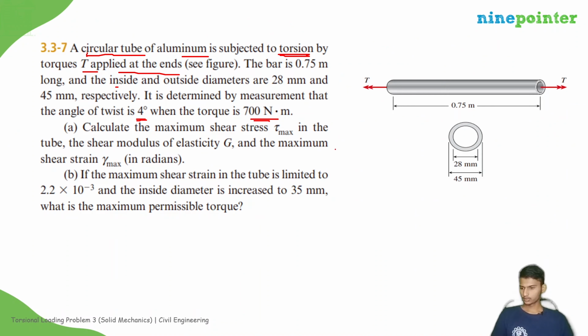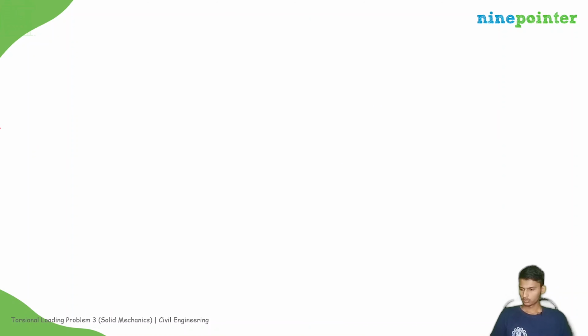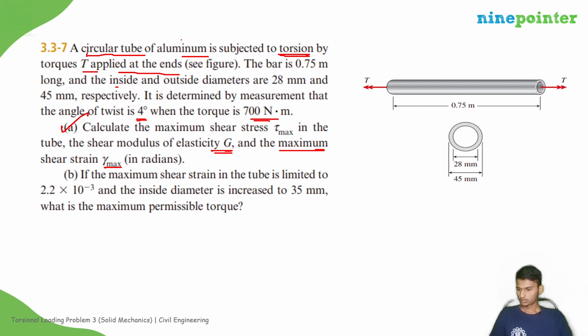So we found tau max, gamma max, and G. Part A is complete. Now let us go to part B. In part B, he's saying that if the maximum shear strain in the tube is limited to 2.2 into 10 power minus 3, gamma max is 2.2 into 10 power minus 3, and the inside diameter is increased to 35 mm, what is the permissible torque?